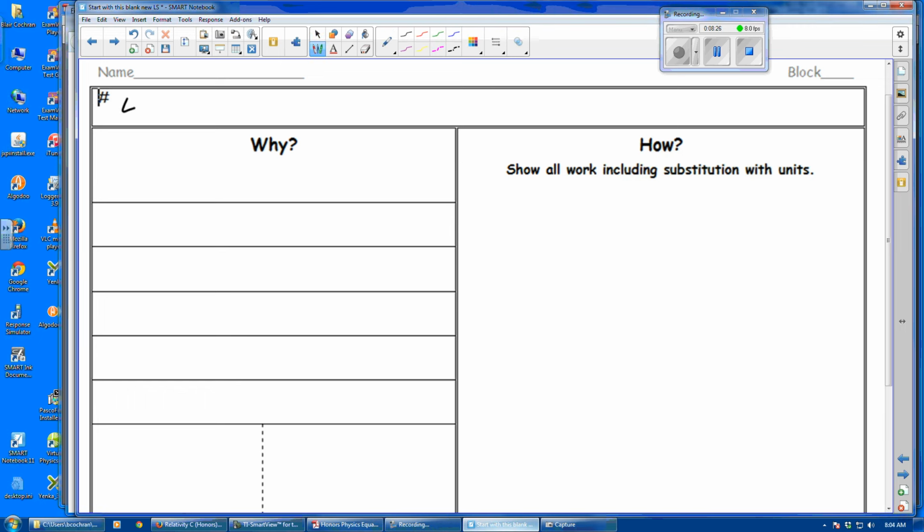So this is number 4. You want to show that you understand what the equivalence principle is. The way I'm going to do that is by recognizing that matter is a condensed form of energy.